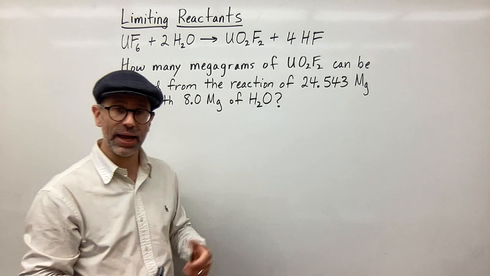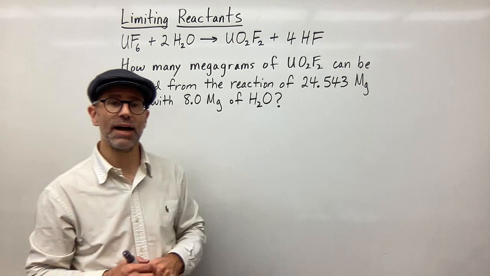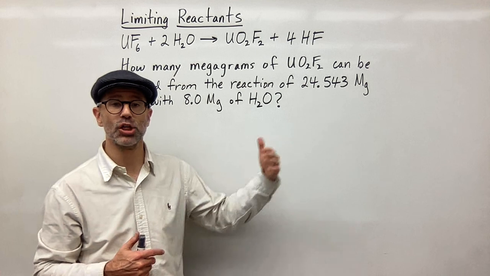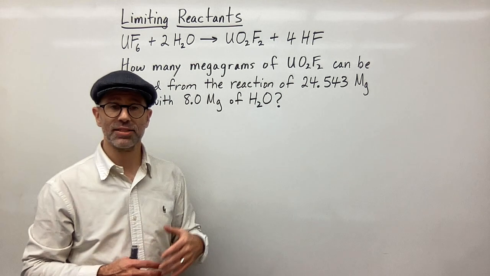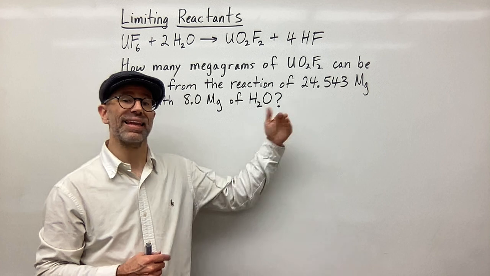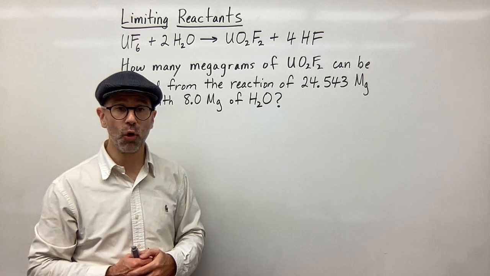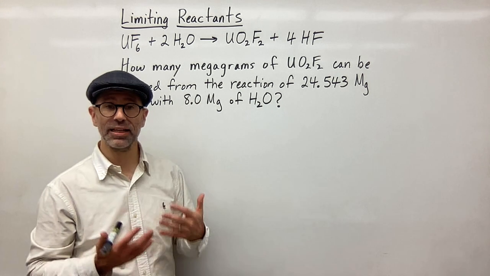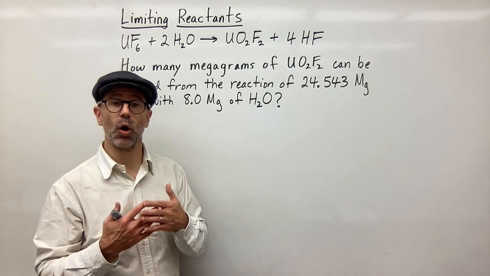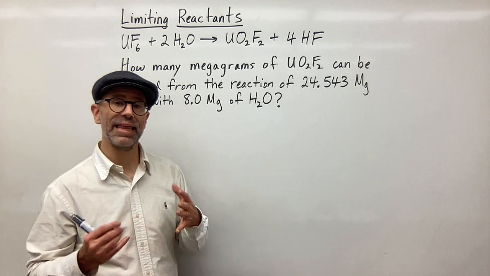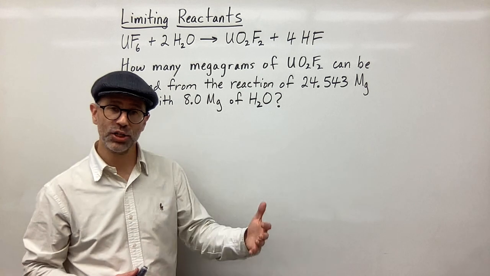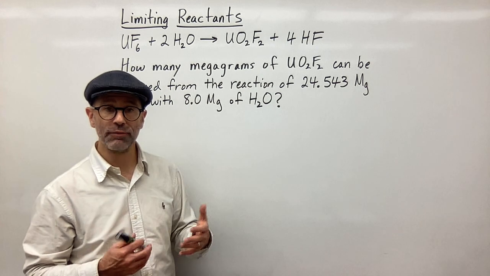The second way that you could do this is by figuring out which reactant is going to produce the lesser amount of product. Because the reactant that produces the lesser amount of product is the one that limits the amount of product that can be formed. So therefore, it is the limiting reactant. It's the one that's going to disappear first. We're going to run out of that one first, and the other reactant is going to be the one in excess. So we're going to do it that way since that's more straightforward.